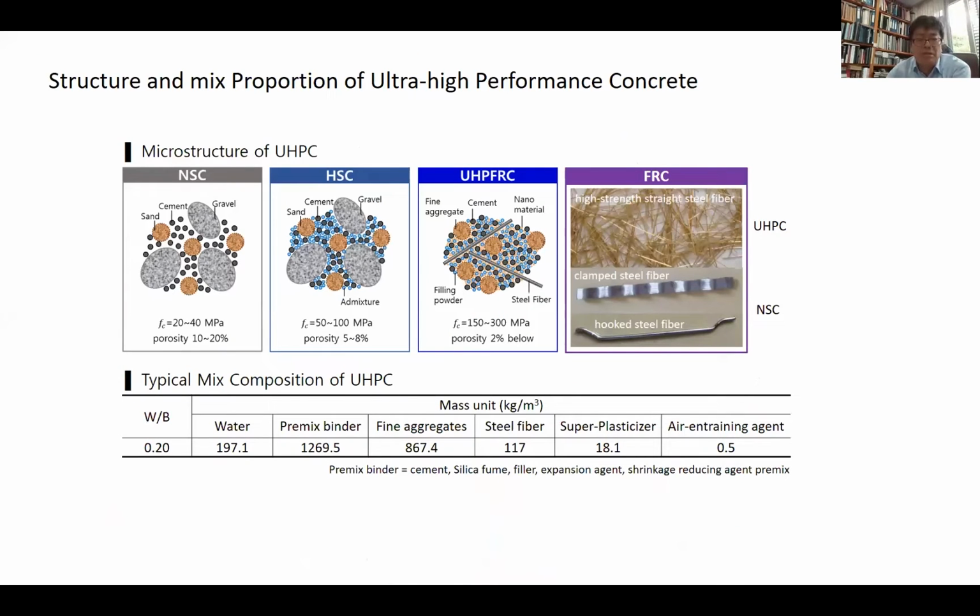So this is a typical UHPC proportion. If you use UHPC or UHPFRC, much of the mass of the proportion comes from cement and fine aggregate. That means if you use less cement and less fine aggregate, we achieve some sustainability with UHPC.